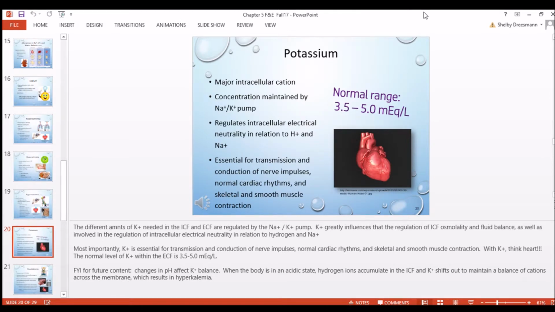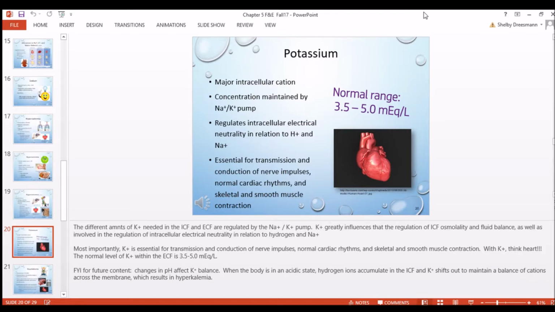Potassium is a major intracellular cation. Different amounts of potassium are needed in the intracellular fluid and extracellular fluid, regulated by the sodium-potassium pump. Potassium influences the regulation of ICF osmolality and fluid balance, and regulation of intracellular electrical neutrality in relation to hydrogen and sodium. So it helps regulate those two other ions as well.